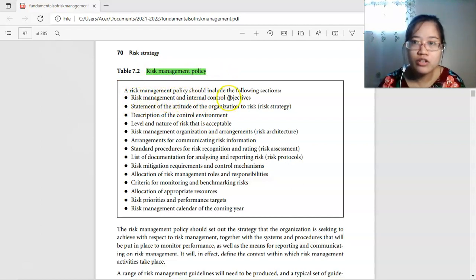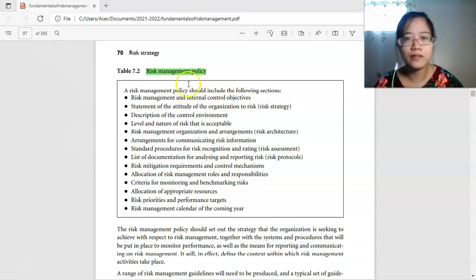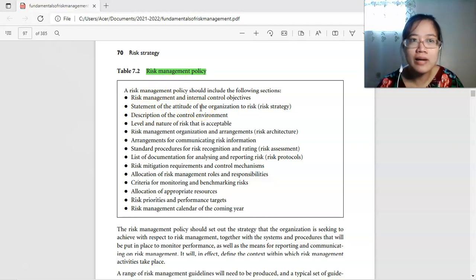Risk management and internal control objectives. Normally, begin with objectives naman talaga. Para, kumbaga, guide mo, provides you with the direction on where you're going with it. Statement of the attitude of the organization to risk. So, kumbaga para aware din lang. Currently, ang company ba ay risk-averse or risk-aggressive? So, kumbaga one of the considerations mo rin, kasi it would affect the different types of activities na pwedeng gawin ng company in dealing with the risk.